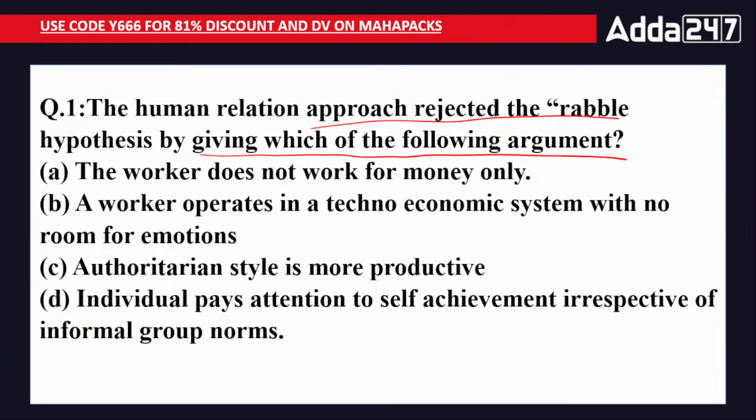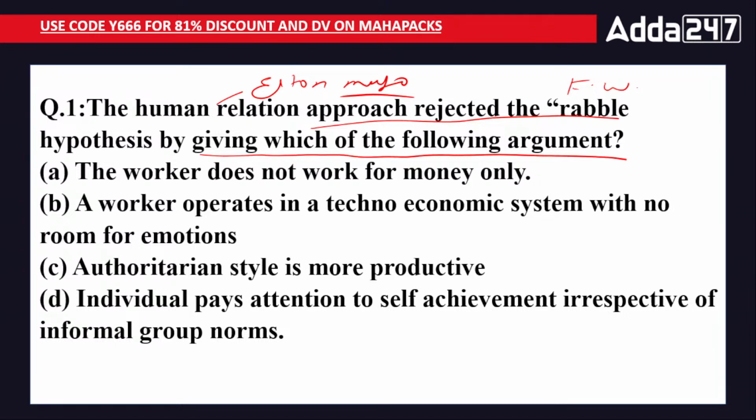See, the human relation approach is given by Elton Mayo. He has given this approach and he has rejected the F.W. Taylor rebel hypothesis. So what is the rebel hypothesis? It is all about the idea that workers are motivated by only money. According to F.W. Taylor, workers are only motivated by money. That is what the rebel hypothesis is all about.